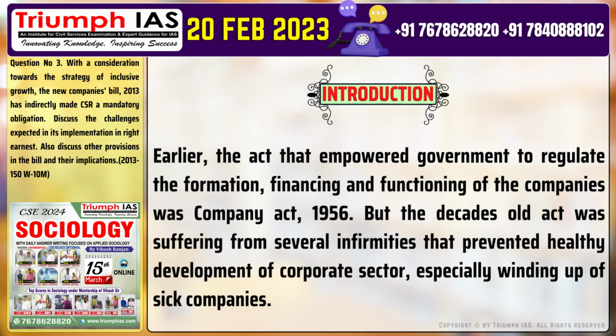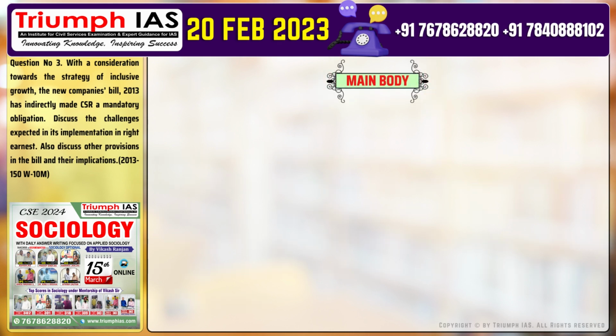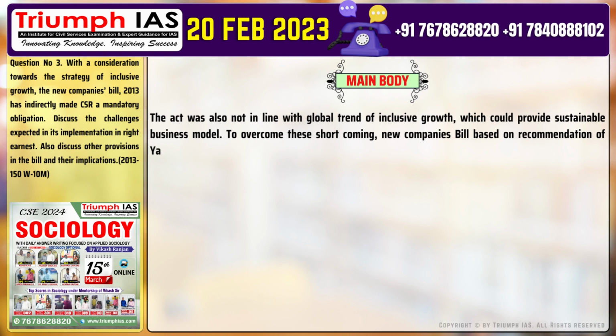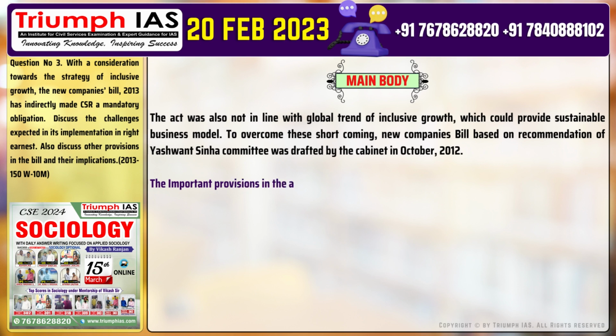The main body of the answer should be: the act was also not in line with the global trend of inclusive growth, which could provide a sustainable business model. To overcome these shortcomings, the New Companies Bill, based on the recommendation of the Yashwant Sinha Committee, was drafted by the Cabinet in October 2012. The important provisions in the Act and the expected challenges are as follows.